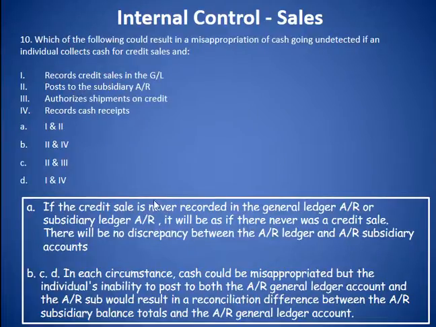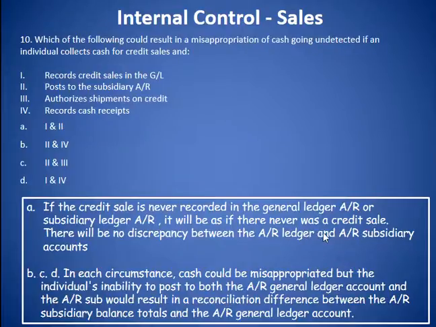And the explanation is if the credit sale is never recorded in the general ledger, accounts receivable control account, or the subsidiary ledger accounts receivable account, it will basically be as if there was really no credit sale on the books. And what'll happen is that there will be no discrepancy between the accounts receivable control account, the accounts receivable ledger, and the accounts receivable subsidiary ledger accounts.